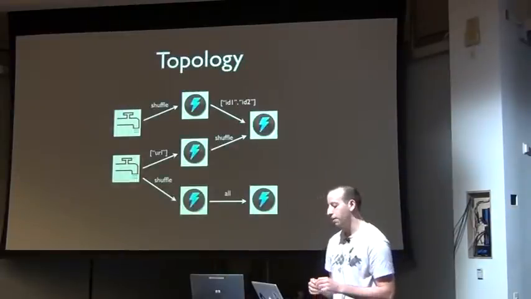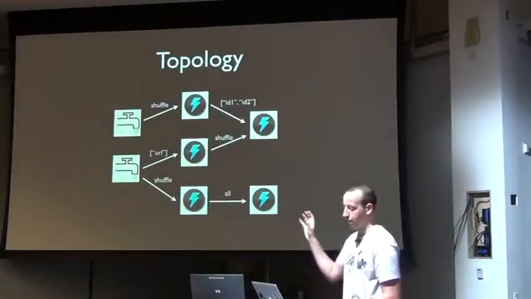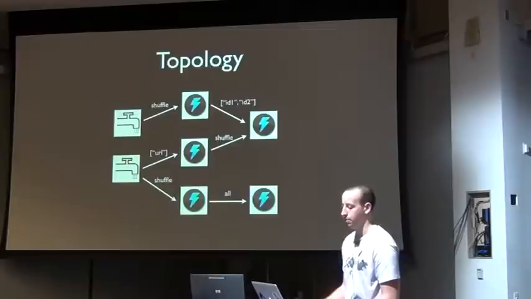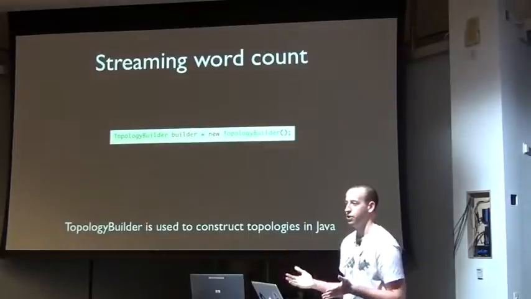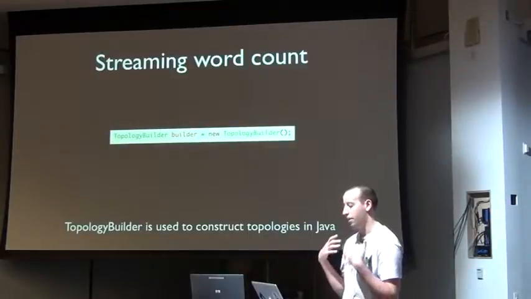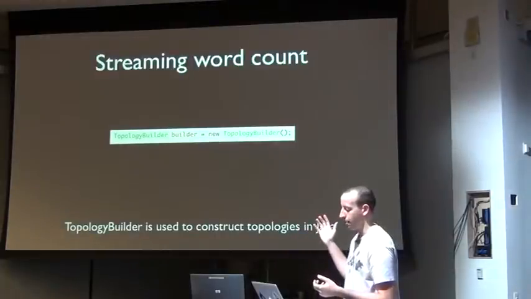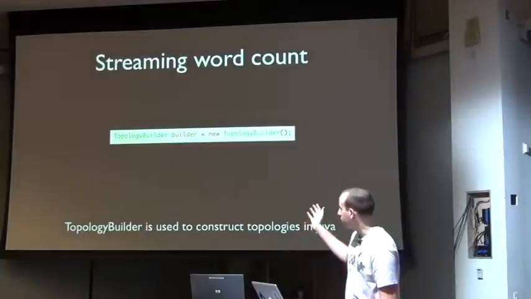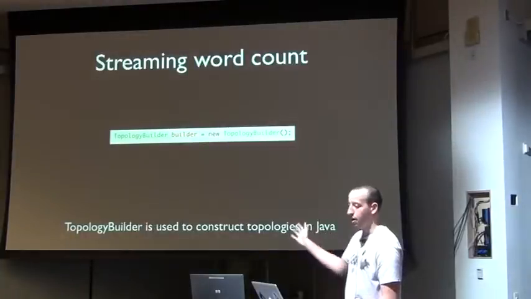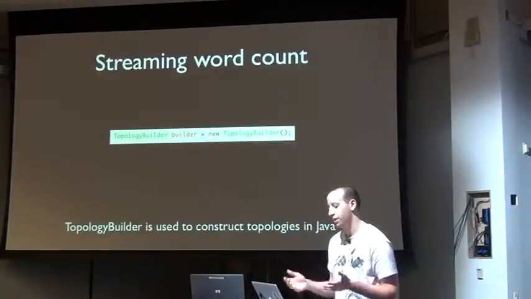So if we actually look at a topology, it looks more like this, where we just annotate the graph with the kind of stream grouping used for every subscription. All right, so I've done a lot of talking, so let's look at the actual code for using Storm. Kind of like how Hadoop's canonical example is word count, here I'm going to show you how to do streaming word count on top of Storm. So the first thing you do is you create this topology builder object. The topology builder exposes a very nice API for constructing topologies with Java.